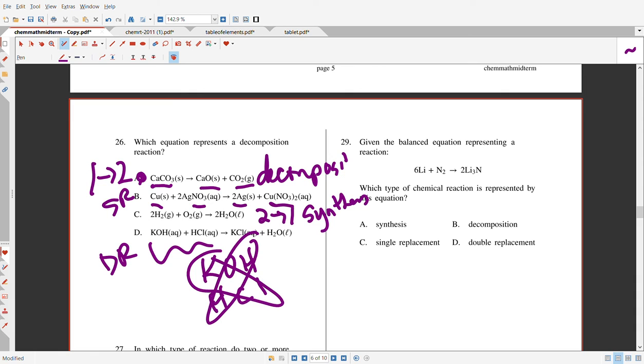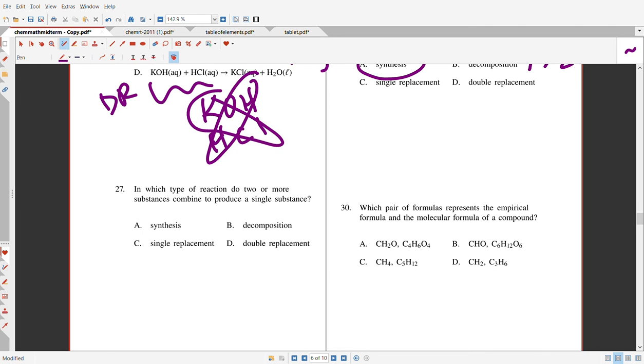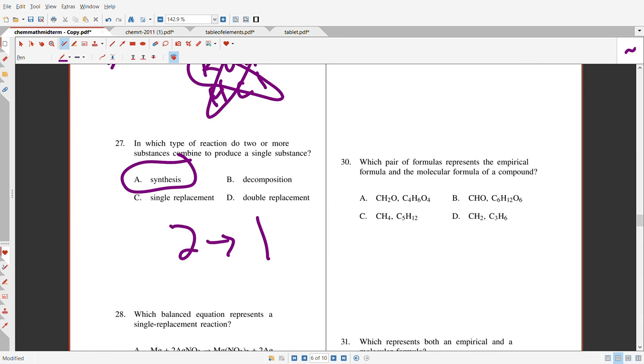What type of chemical reaction is this one? You have 2 going to 1. Decomposition. Well, decomposition is breaking up. It's 1 going to 2. It's the opposite. Synthesis. Yeah. 2 or more substances combine to produce a single one is synthesis. Yeah. Now, empirical and molecular.